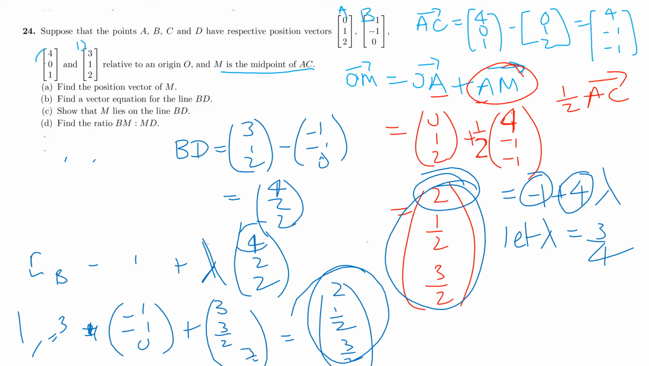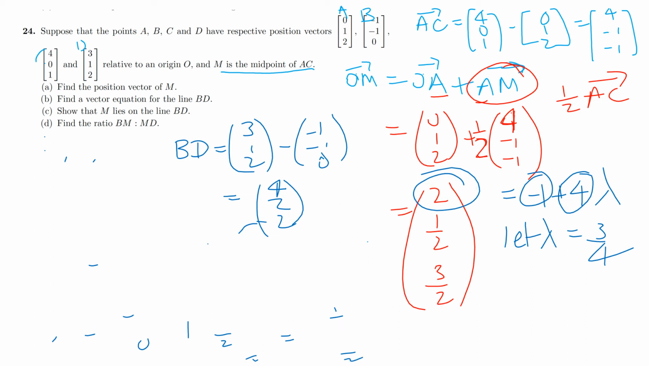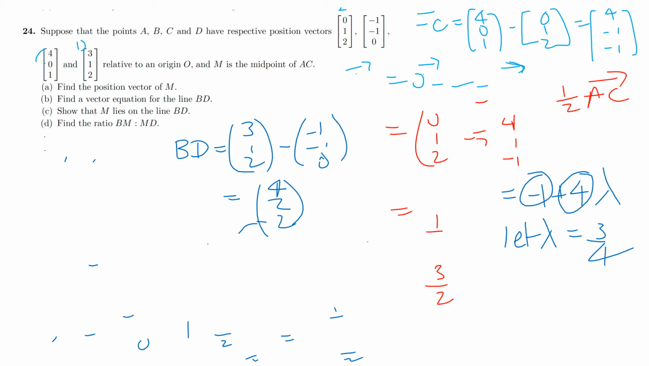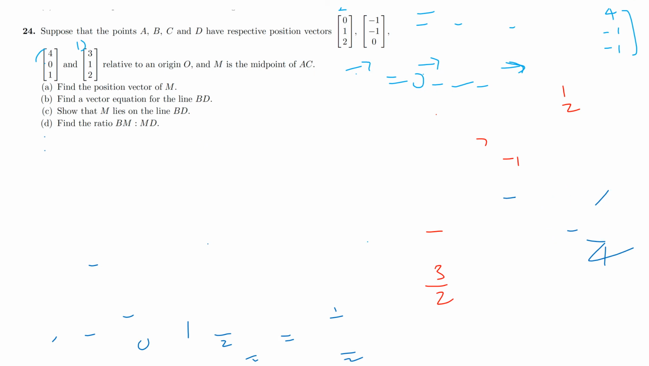All right, now it talks about BD again, which is a problem. No, BM:MD. All right, BM:MD is what we have to find next. Hopefully you've written that down. So if I want BM:MD, I definitely want the vector BM and the vector MD. So let's do that first. Hopefully you've done it and you had no problems with it.